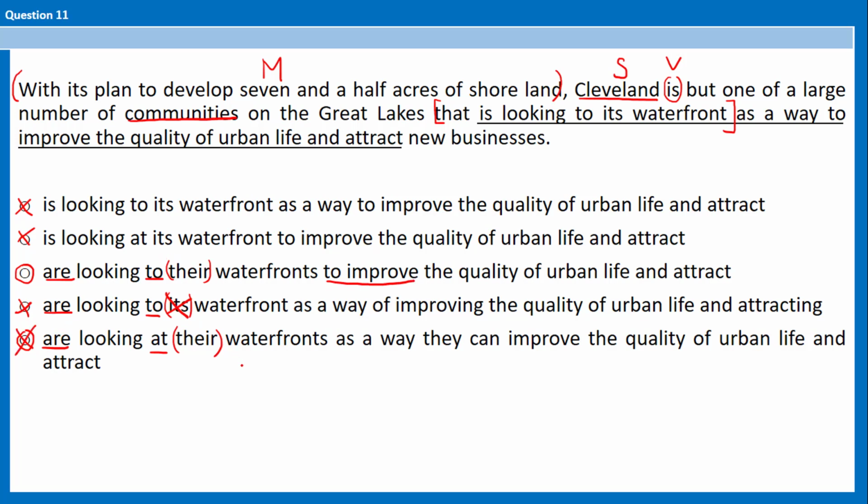They are not observing the waterfronts. They are trying to do something. They are attempting to do something. They want to improve the quality of urban life and attract new businesses. The best choice was number 3. Okay, remember that looking to has a different meaning. For example, when I say, I'm looking forward to meeting with you. Okay, versus looking at is to watch. Okay, look at me. Take a look at me.